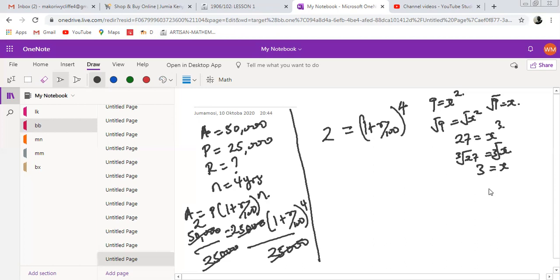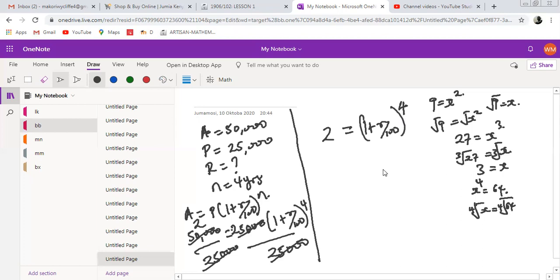Similarly here, if you are given that x to the power 4 is equal to something like 64, you realize that for us to be able to get x, we need to get the fourth root on both sides. So this is actually the concept that we need to apply here.